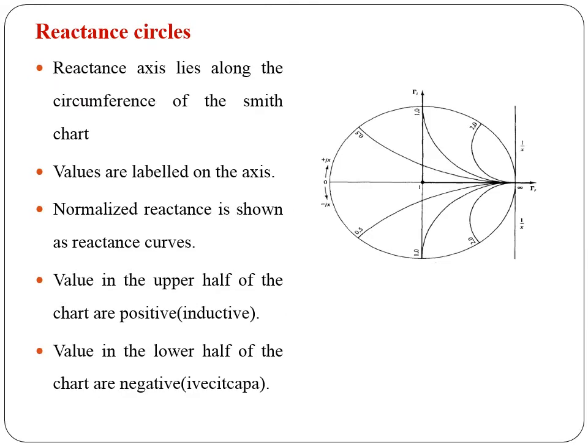Reactance circles. The reactance axis lies along the circumference of the Smith chart. Values are labeled on the axis. Normalized reactance is shown as reactance curves. The circles above the pure resistance line represent the inductive reactance. The circles below the pure resistance line represent the capacitive reactance.